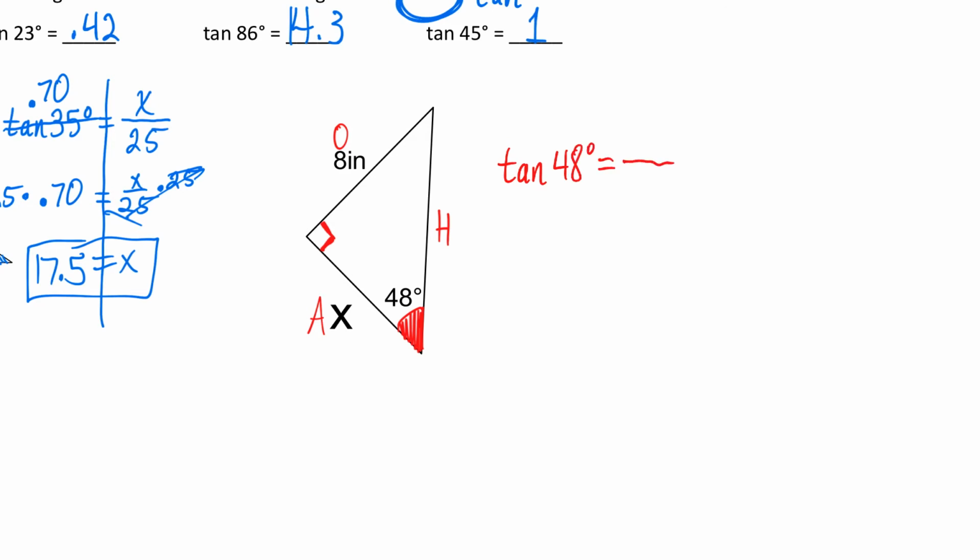How long is the opposite side? 8. Over how long is the adjacent side? Is x. So what is the tan of 48 degrees? It's what? 1.11. So 1.11 equals 8 over x.